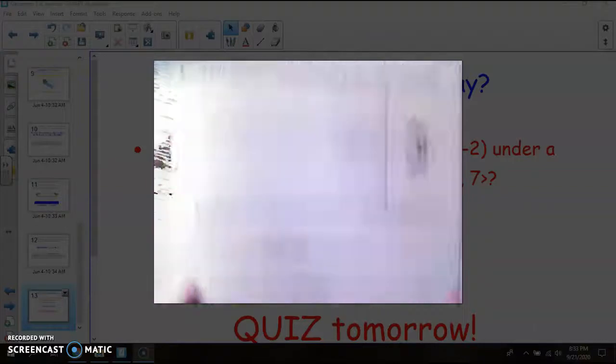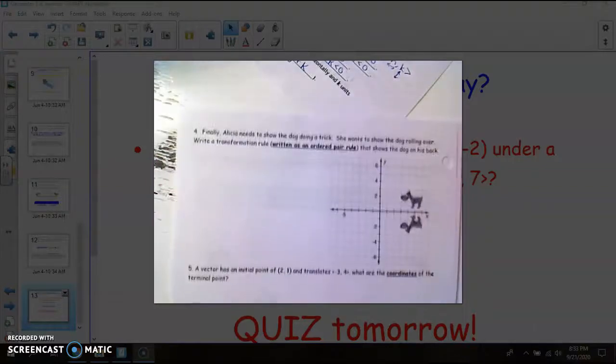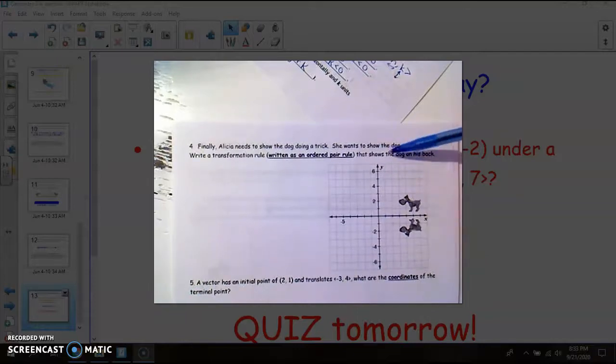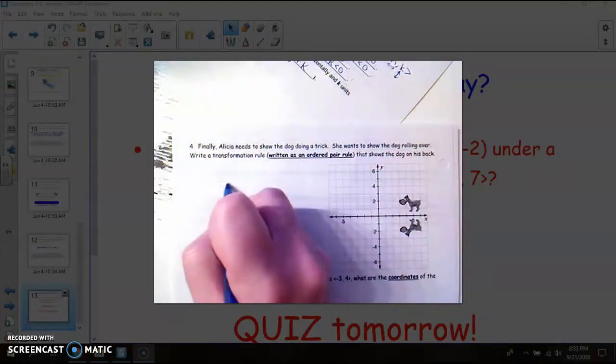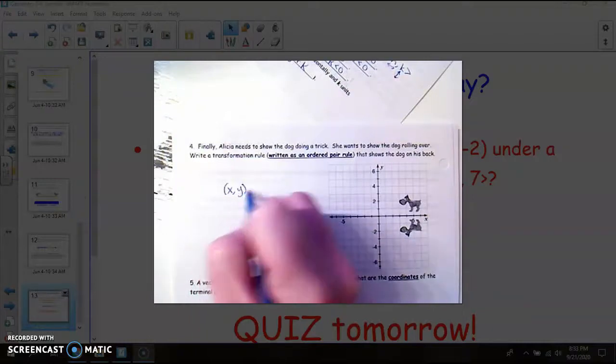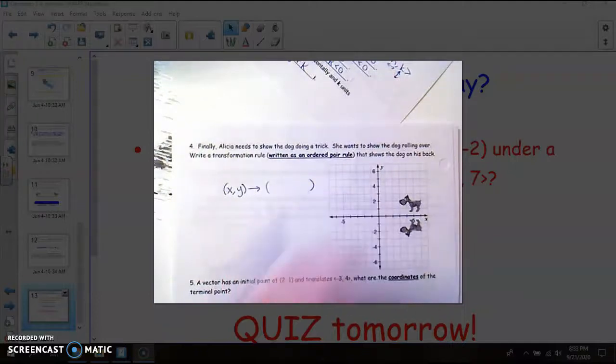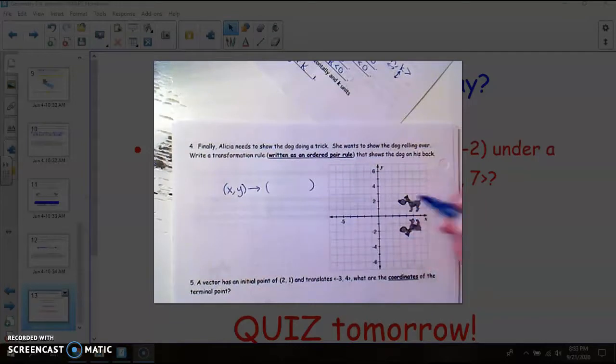All right, on the back, you are writing an ordered pair rule to get the dog from this dog standing up. You're wanting it to roll on its back, so you're wanting it to end up as this dog right here. Ordered pair rule, remember you're going to start with the generic point (x, y) in parentheses, have an arrow showing it's mapping to a new point, and what are you doing to that point? And it's always helpful just to concentrate on one point. So if you'll concentrate on the nose, you're getting from this point to this point. Write an ordered pair rule that would get you there.